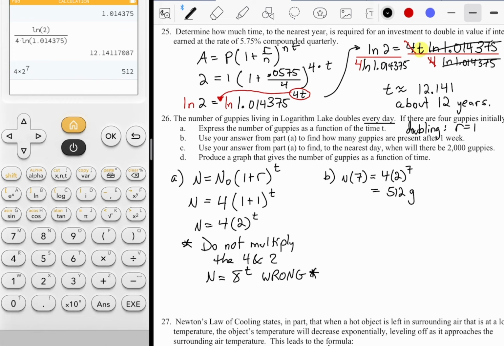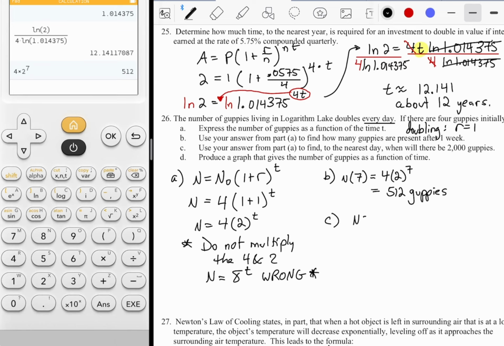Units are important, so 512 guppies. Don't just put 512. You haven't answered the question if you just put 512. All right, how many guppies? 512 guppies. All right. To the nearest day, when will there be 2,000 guppies?